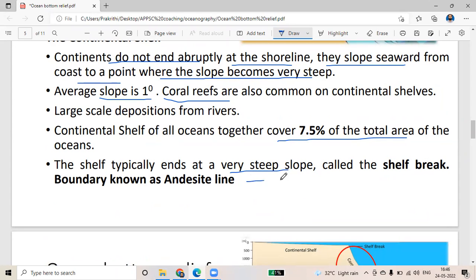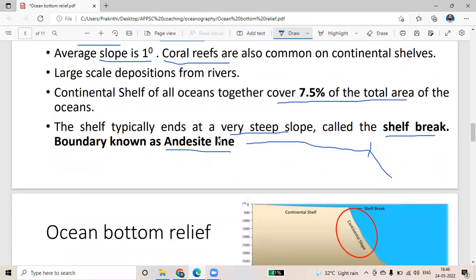It is like this: it continues, then there is a slight slope, then from there it becomes a direct, vertical slope. This break, where the break happens, is called the shelf break, the continental shelf break. And that boundary we can call the andesite line. This has to be remembered: the andesite line represents the shelf break, and the shelf boundary is called the andesite line. So that is about the continental shelf region.